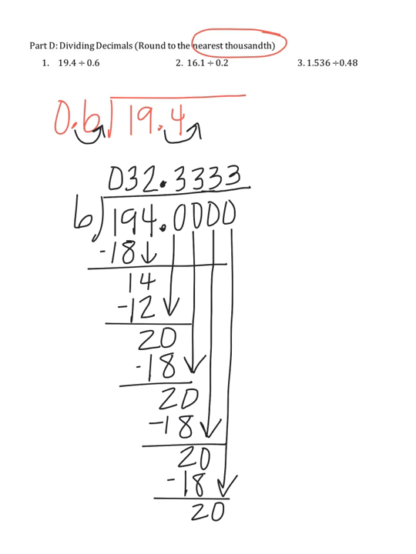And we see that 19 and 4/10 divided by 6/10 is 32.3 repeating. If we rounded that to the nearest thousandth, that would be about equal to 32 and 333 thousandths.